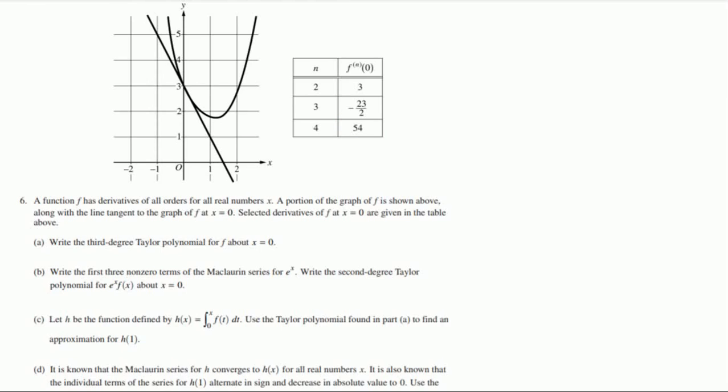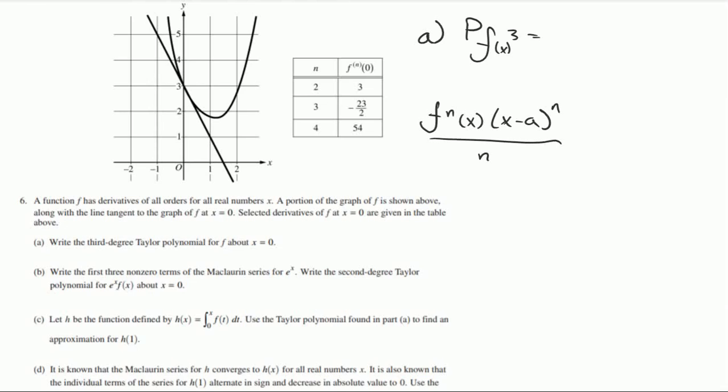Part A: the third degree Taylor polynomial for f about x equals 0, P sub 3 of x. We know the Taylor polynomial has the nth derivative of f of x times (x minus a) to the n, where a is the center, over n factorial. You should have come into this test knowing that. So let's get right into it.